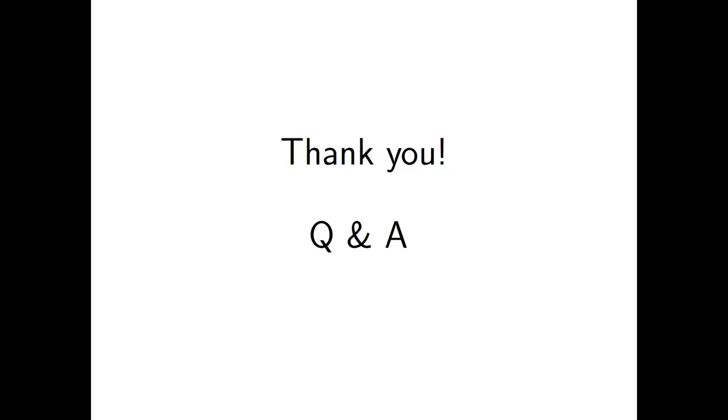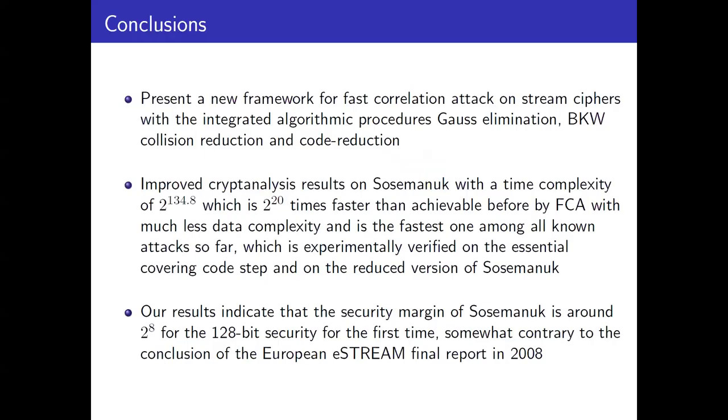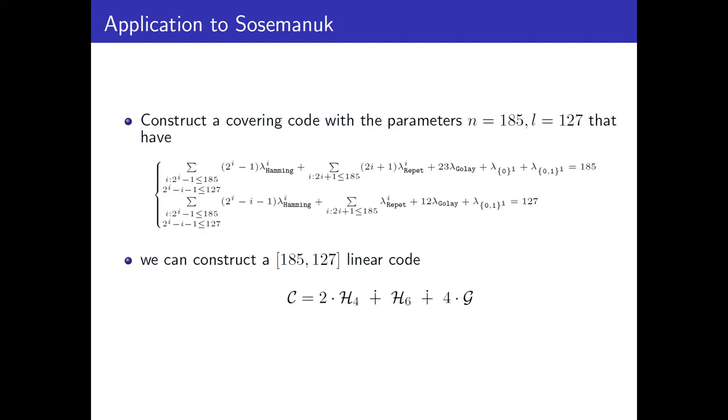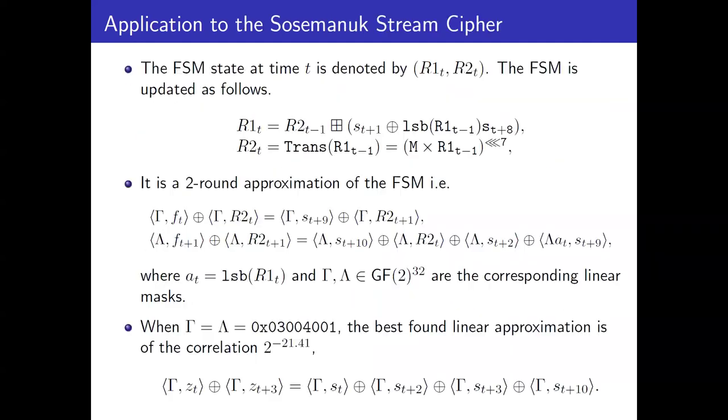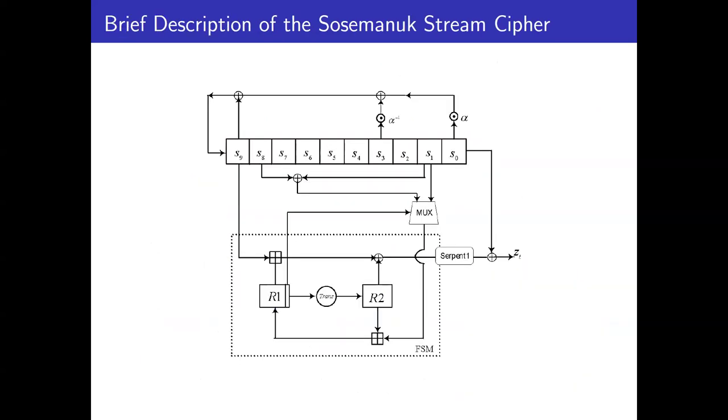Another question? Okay, so maybe a last question. In the case of Sosemanuk, you used only one linear approximation of the S-box. Yes, we use only one linear approximation. Couldn't you use several ones together? Yes, actually, we are working on that. Does it change the distribution of the noise? Yes, actually, if we use multiple linear approximations, we can get somewhat improved results.